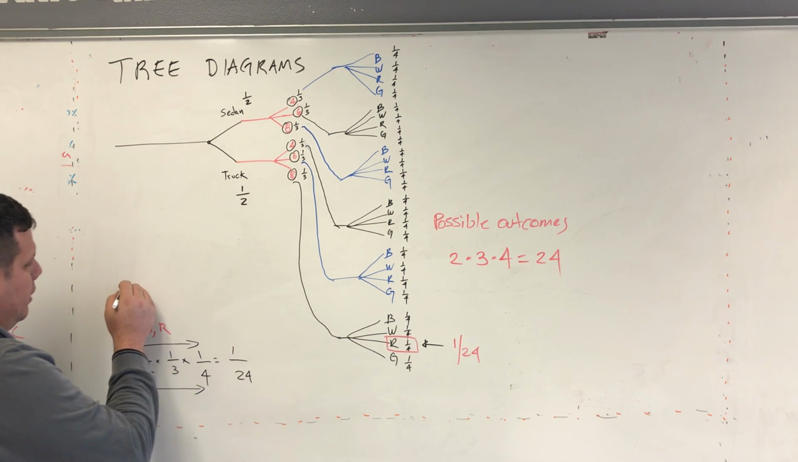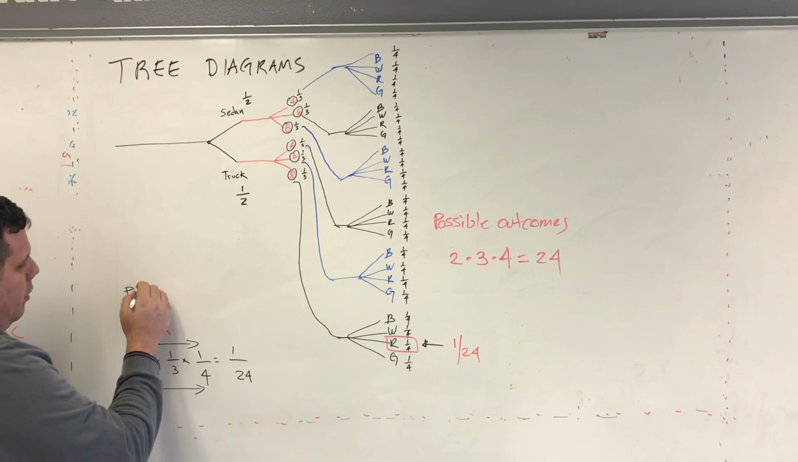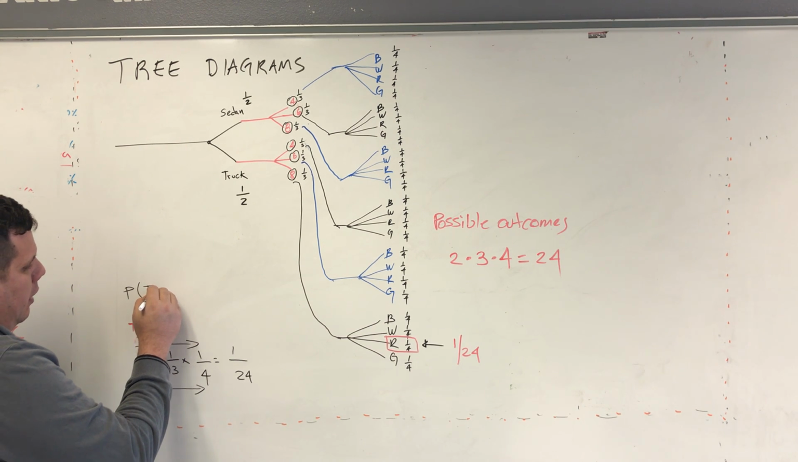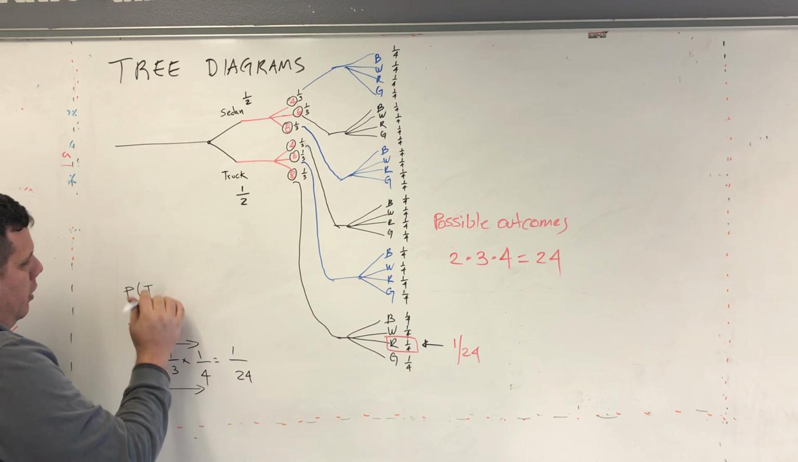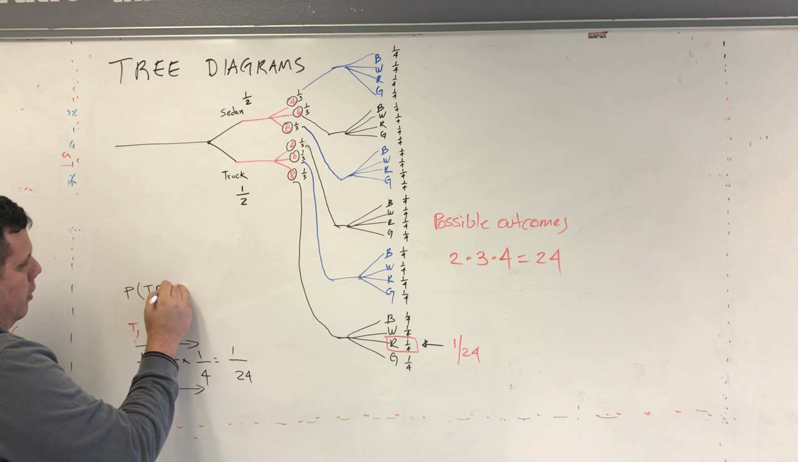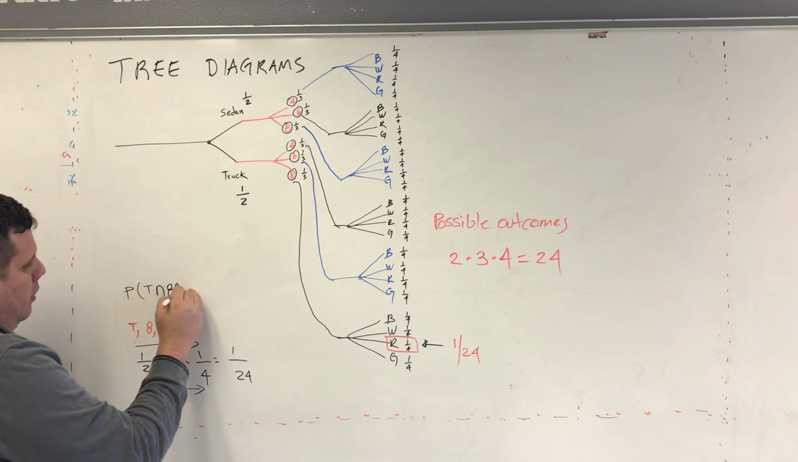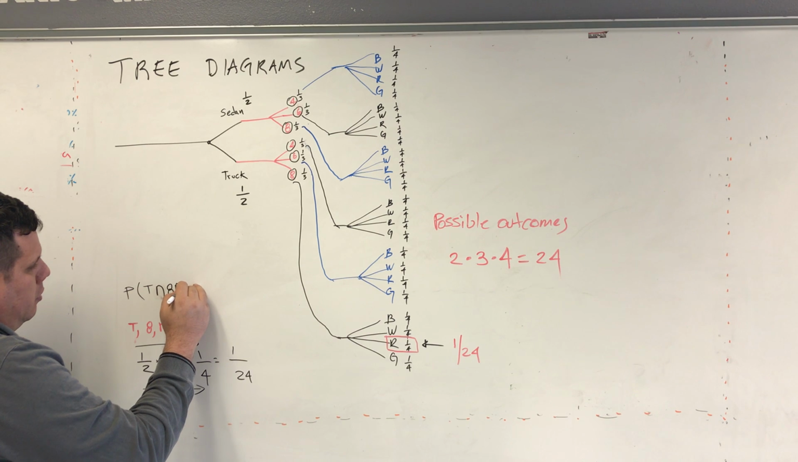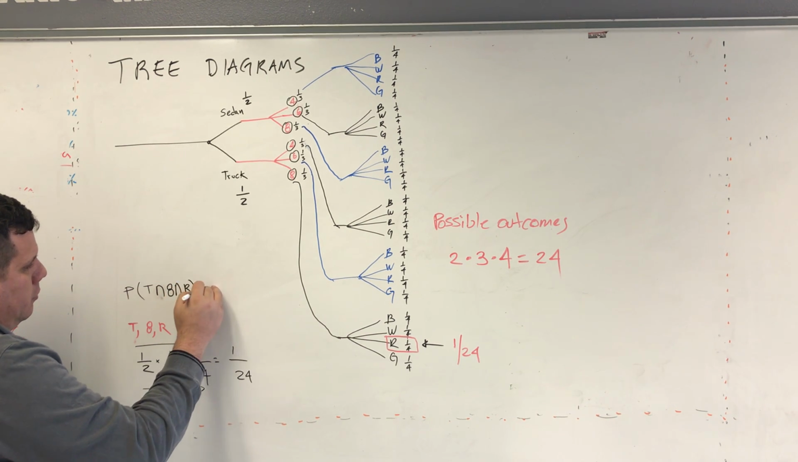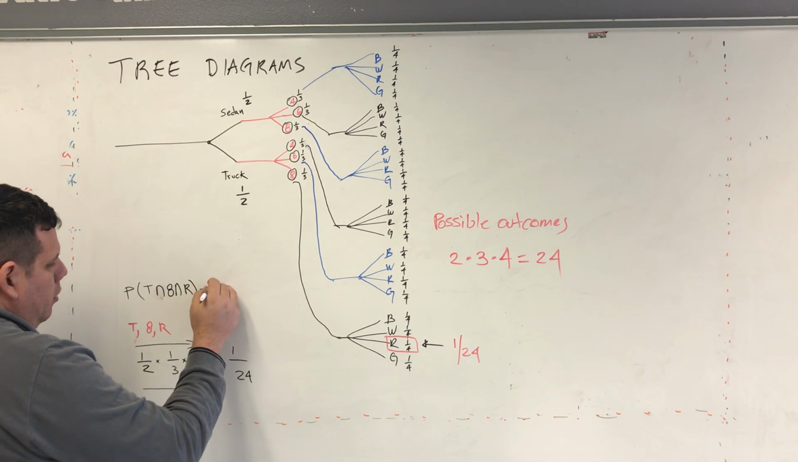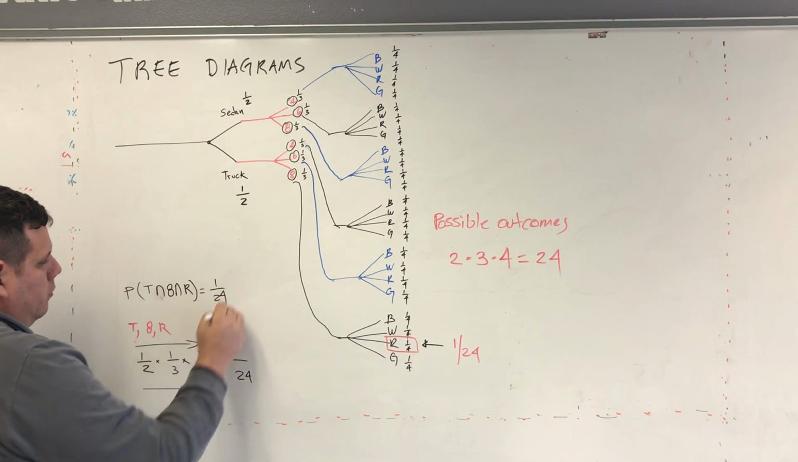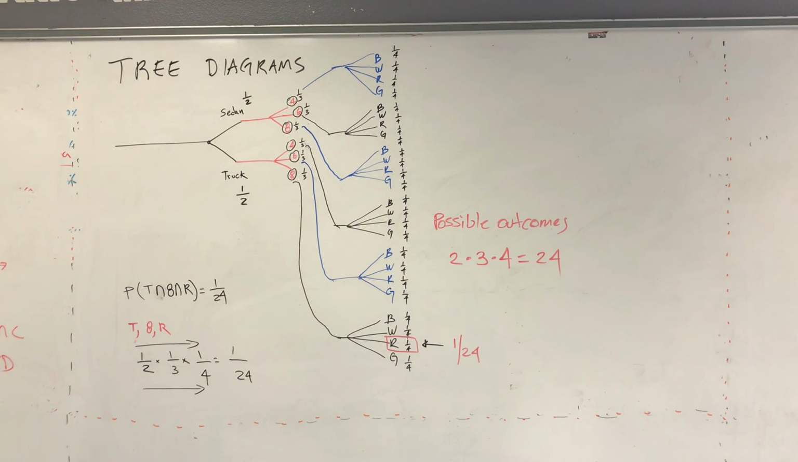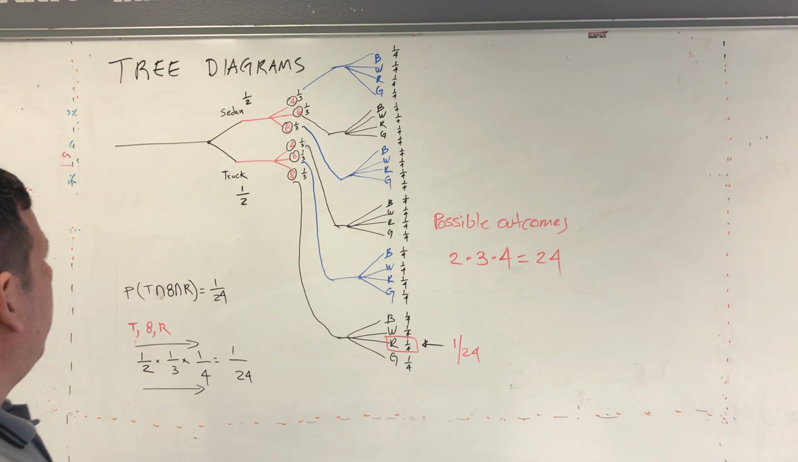So the probability for a truck, intersection, 8 cylinders, intersection, red, is 1/24. Okay, so this is an easy way how you can do this. But also remember that sometimes we can add probabilities. Sometimes it's easier.